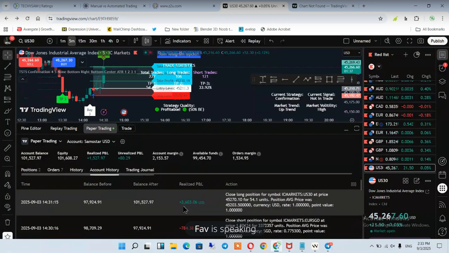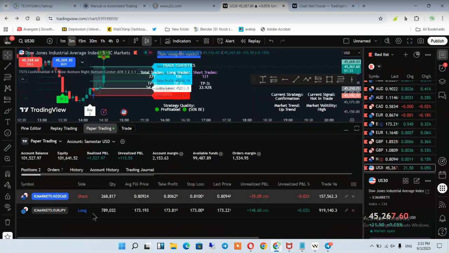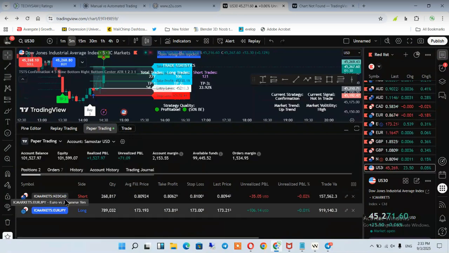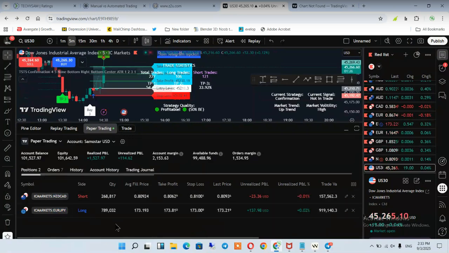And the last running trades we have, the 2 running trades we have, we are overall in profit. Our Euro JPY is long, NZD CAD is short, so we are still in profit overall. So that's going to be all.